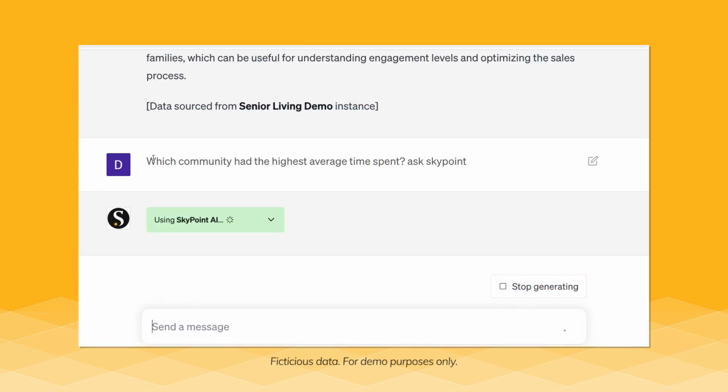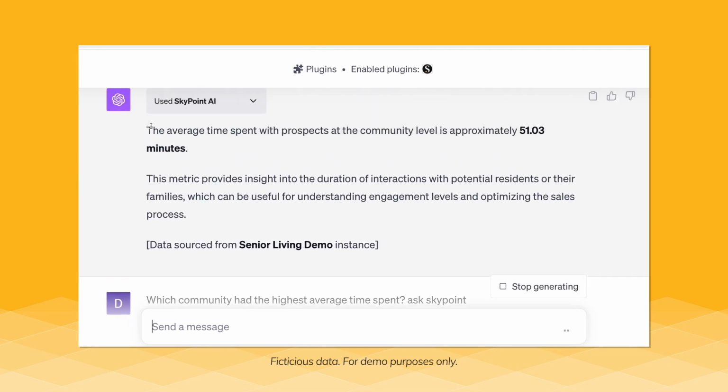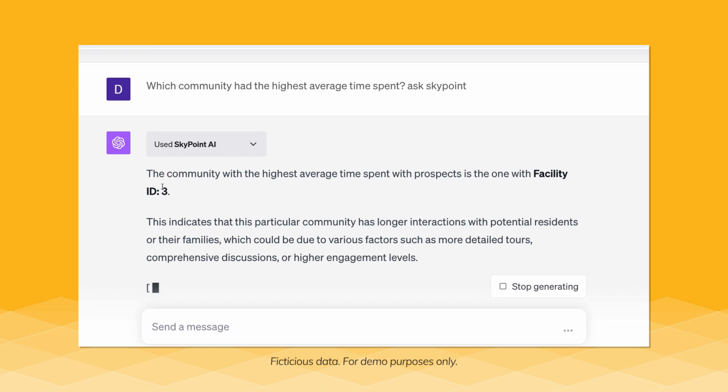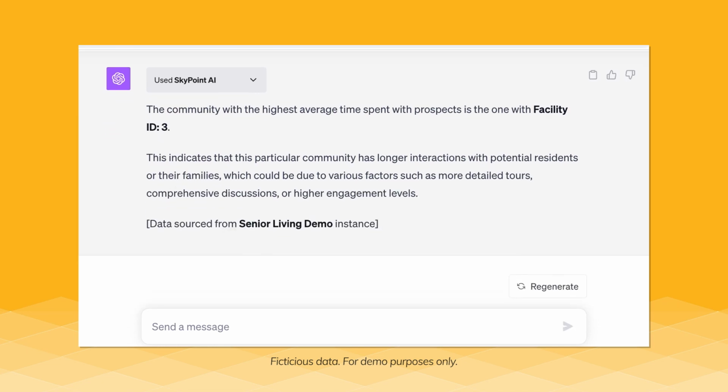So it's going to know based on the context of the conversation that I am referring to this question up here. So as I go through my prompts, if I get 3 or 4 questions deep, it's still going to remember the context of the conversation. So here it's facility number 3.